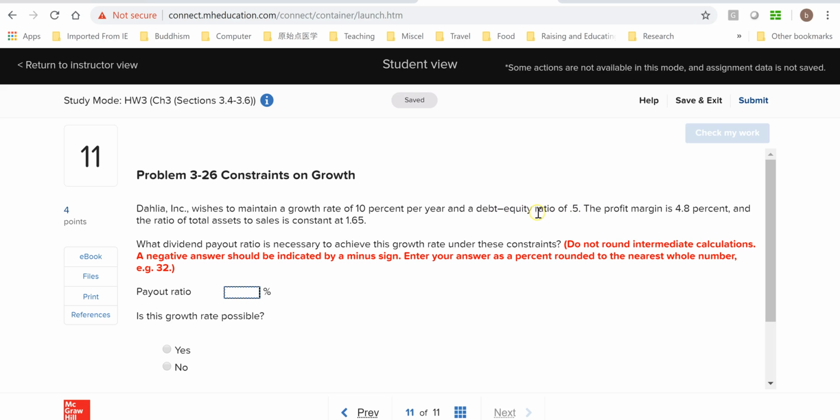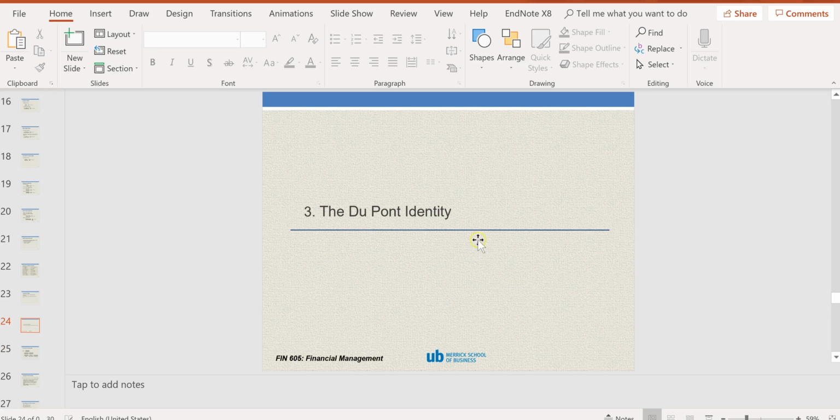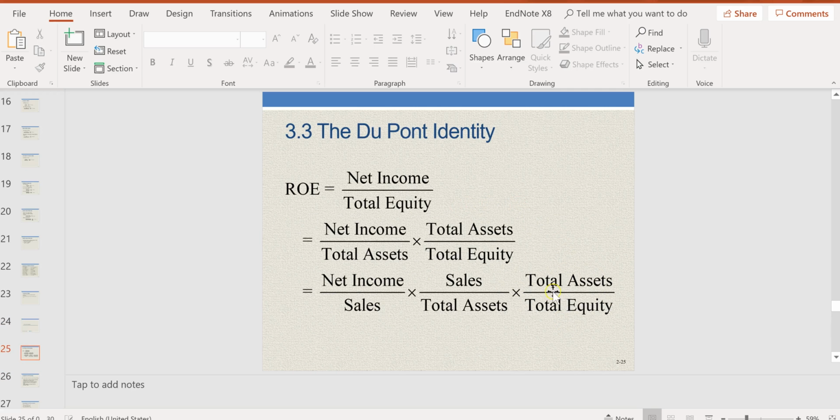We are provided with the debt-equity ratio, the profit margin, and the ratio of total assets to sales. If we are familiar with the DuPont identity, which we learned in session 2, we can link these three pieces of information to ROE. In the DuPont identity, ROE can be broken up into the product of three ratios: net income divided by sales, that's the profit margin; sales divided by total assets, the total asset turnover ratio; and total assets divided by total equity, called the equity multiplier.